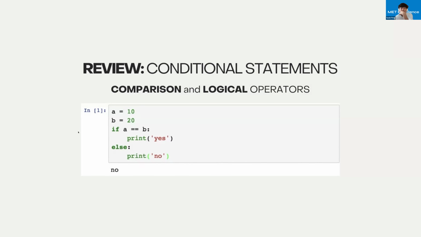If the if statement is incorrect, we will print no. Okay, so if a equals b, let's check. Is a equal to b? A is obviously 10, B is obviously 20. This is obviously incorrect, so we are going to skip the if statement, go straight to the else statement, and print no, because no, they are not equal to each other.